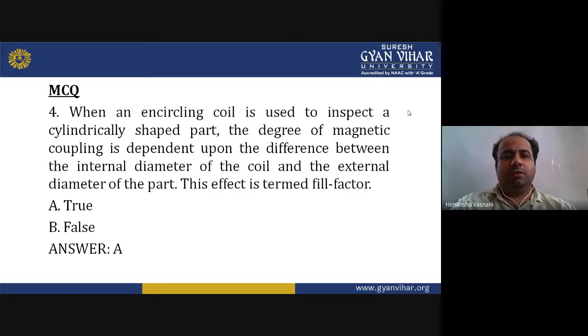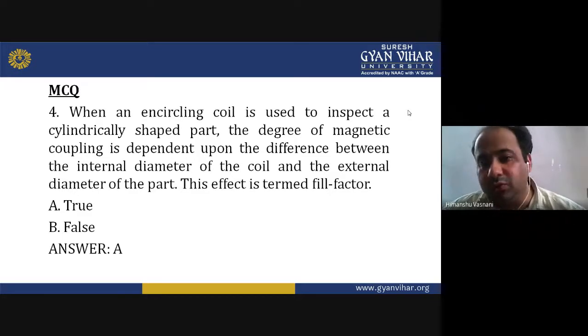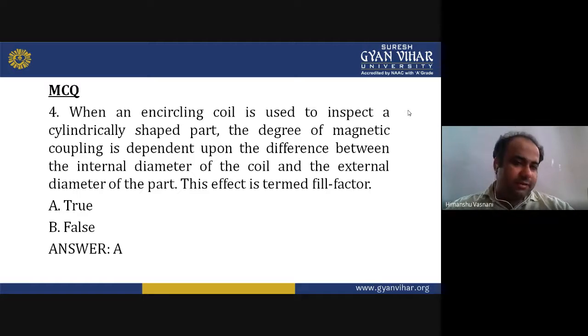When an encircling coil is used to inspect a cylindrical shaped part, the degree of magnetic coupling is dependent upon the difference between the internal diameter of the coil and the external diameter of the part. This effect is termed fill factor. I repeat: when an encircling coil is used to inspect a cylindrical shaped part, the degree of magnetic coupling is dependent upon the difference between the internal diameter of the coil and the external diameter of the part, and this effect is called fill factor.